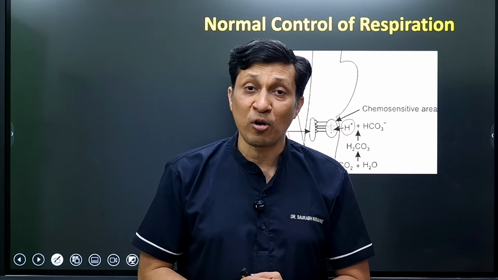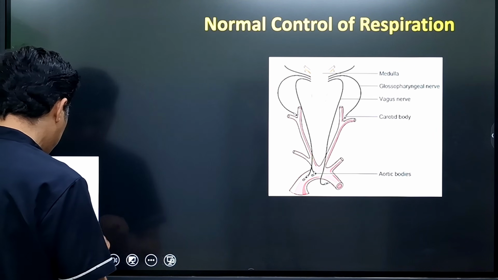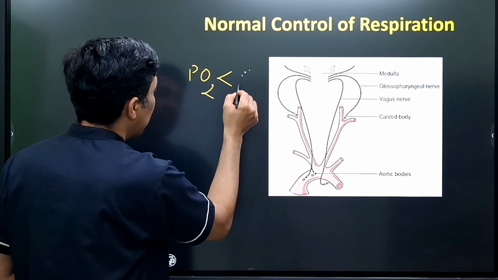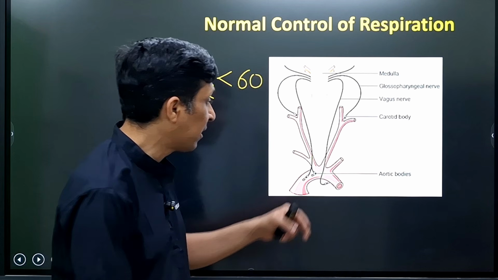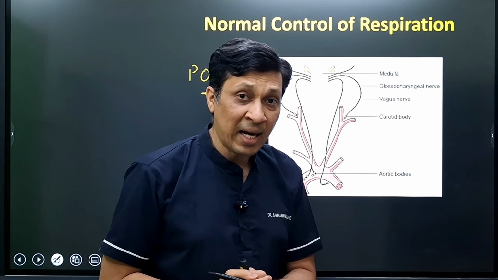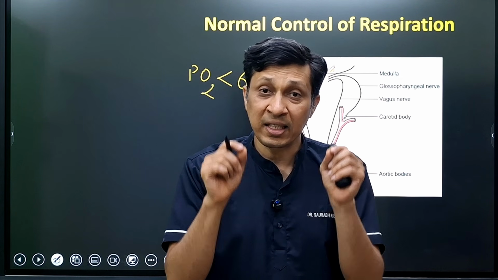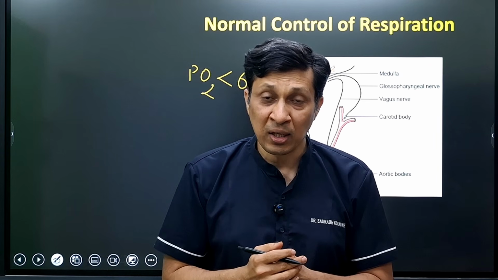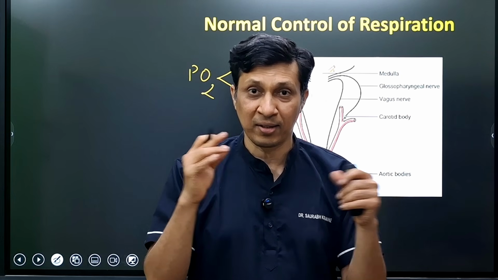Now, where is the role of oxygen in normal respiration? Oxygen comes into play when the PO2 falls below 60. When PO2 falls below 60, the chemoreceptors present in the aortic bodies or carotid bodies are stimulated, and then via the vagus nerve or the glossopharyngeal nerve, the respiratory areas in the medulla are stimulated. So in a normal healthy individual, the main stimulus of respiration is rising carbon dioxide in the blood.